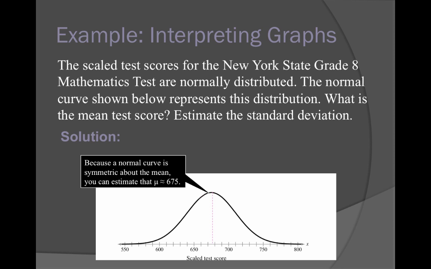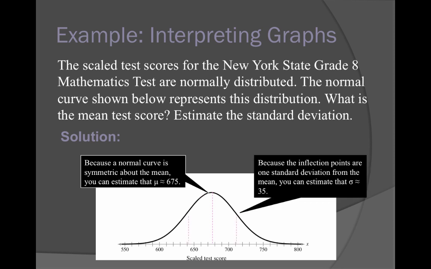What about the standard deviation? How are we going to estimate that? Well, you guys, we're looking for the inflection points. We can see where we're changing from curving down to curving up, where we are 1 standard deviation from the mean. And we can see here that the standard deviation is approximately 35. How do we get that? Well, I'm going to subtract 675 from roughly maybe 710 or so, and I'm going to get a standard deviation of about 35.